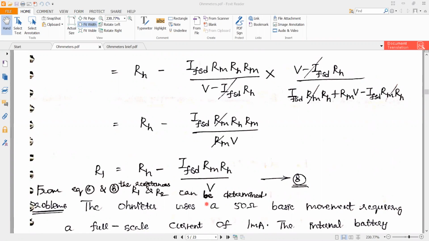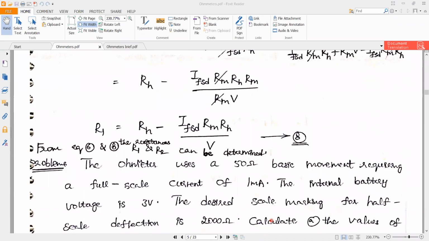For design's sake, I am going to obtain R1 and R2 values. By proper designing of these two values, I can place those values in the meter circuit. This is about the series type ohm meter. Actually the working part is different from the derivation part. Why? Because for the designing part, we are going to derive this R1 as well as R2.